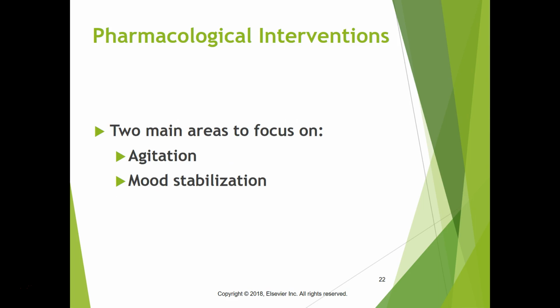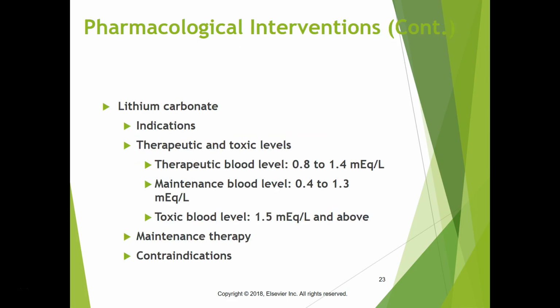Pharmacological interventions. Two main areas that we focus on when we think about medications are the agitation that the patient might be experiencing and of course their mood stabilization. We don't want them to be either depressed or manic. We really want them to be somewhere in between, more euthymic, which means kind of a basic, normal type of mood.